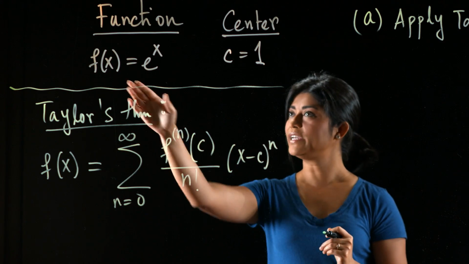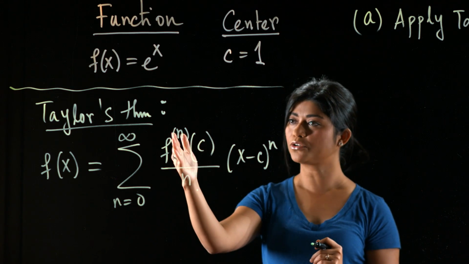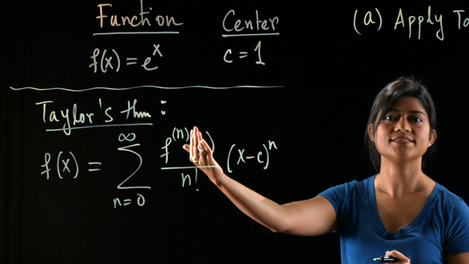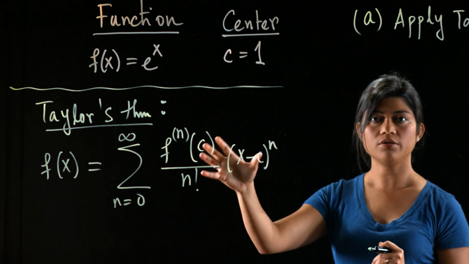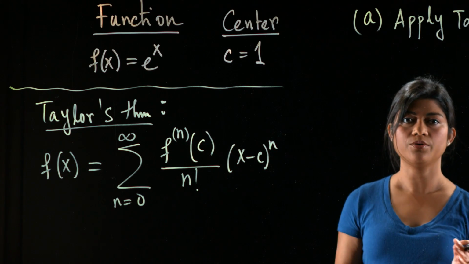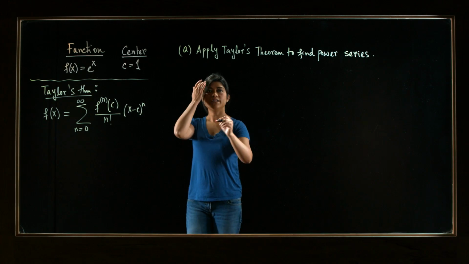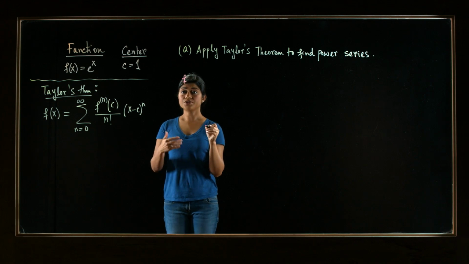Now, you see that we have our function, we have our center. All we have to do is figure out these various derivatives of the function and evaluate at the center. Okay, and then try to find this general nth term to rewrite our series. So let's start by taking various derivatives.